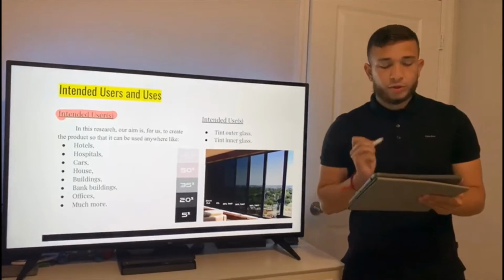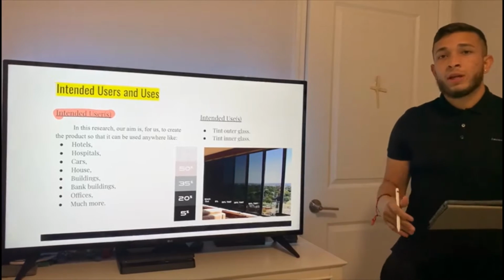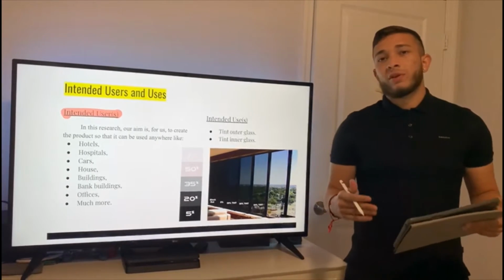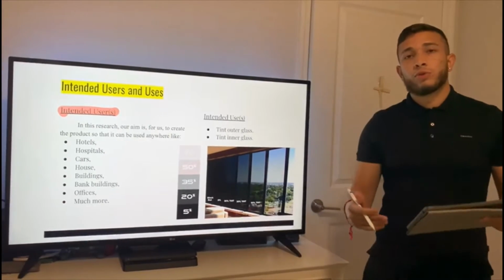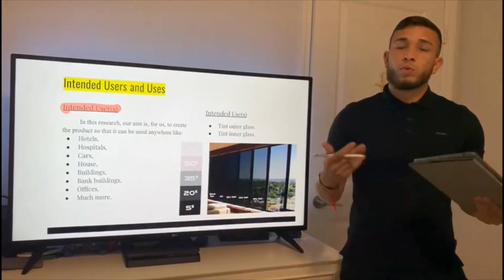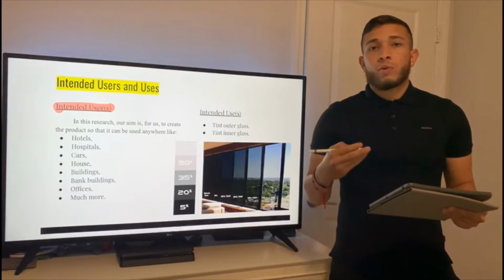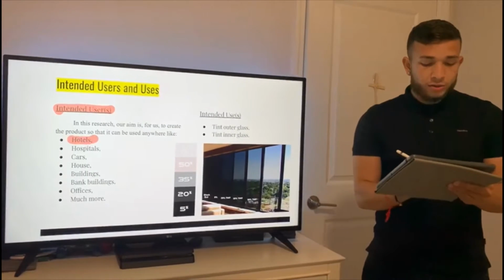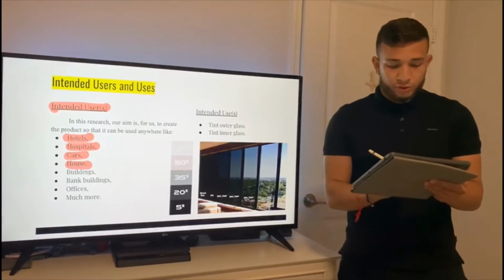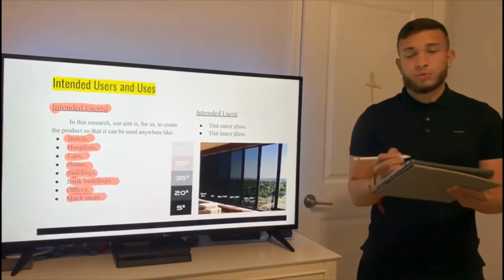First, for the intended users, in this research we're aiming to create a product that you can use anywhere and anyone can use it. What do we mean by this? We're trying to create our product so that it can be used, for example, for hotels, hospitals, cars, houses, bank buildings, offices, and much more.